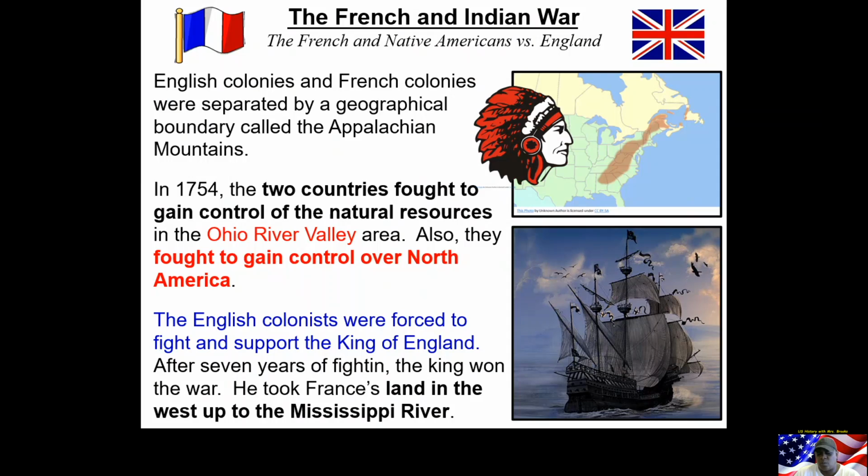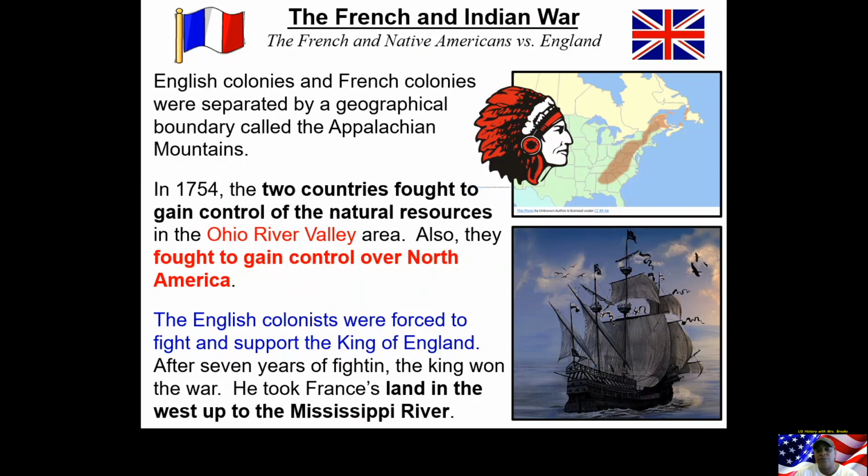And then the war will come to an end. The King of England will win. And now he will take a lot of land from France. A lot of land. It's all the way up to the Mississippi River. So it's past the Appalachian Mountains going up to the Mississippi River. This area now belongs to the king. And the colonists are like, yay, cool, all right, let's celebrate.